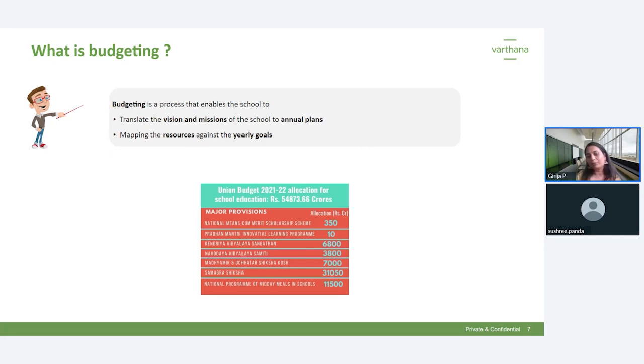And budget is something where you are putting your yearly goals against the resources you need to fulfill all these goals. So now as a school, why is it important for us to pay attention to the budget, how is it going to benefit the schools, and why should schools do it, and why is it important for their growth? And for that we will be seeing a video, and I'm playing that video with all of you.